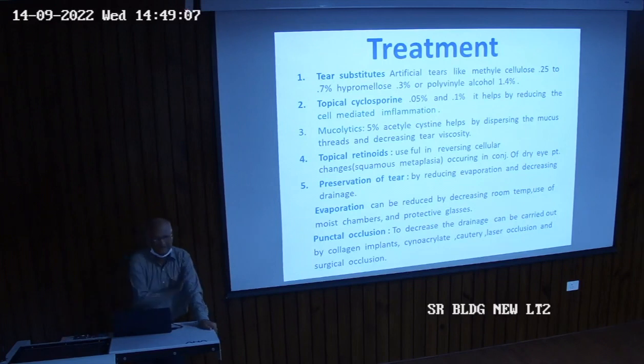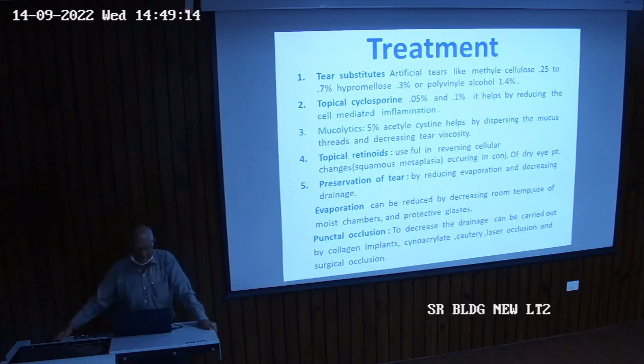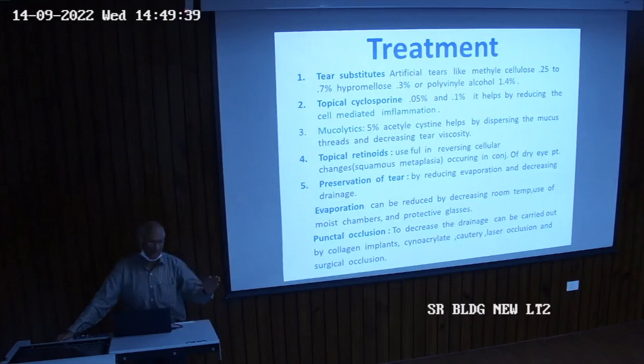So first we treat the dry eye and the cornea, with mucolytic drugs or artificial tears, cyclosporine, long or short acting, and then prevent the drainage and the evaporation also. That is the treatment. It completes the dry eye. So we have seen today all the structures of the lacrimal apparatus.